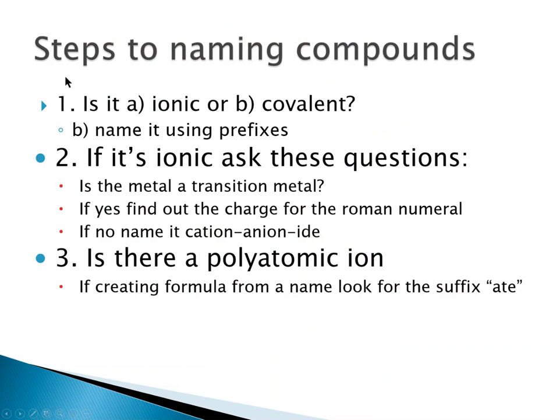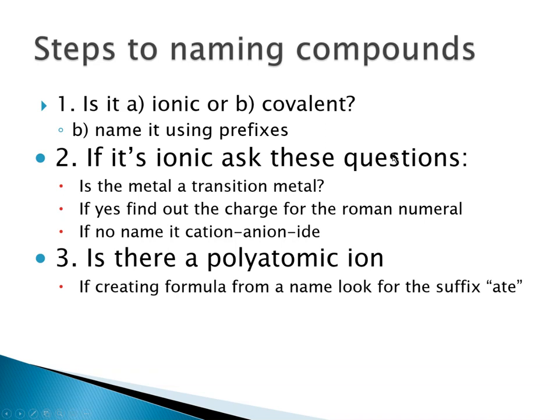So summing up, steps to naming the compounds. There are different rules for ionic and covalent. Ionic, we just say the names of the ions. Covalent, we use the prefixes. So the first question you need to ask yourself is, is the compound ionic or covalent? If it's covalent, you just go ahead and name it using your prefixes. Mono, di, tri, tetra, etc. How do you know if it's ionic or covalent? If there's a metal in the formula, it's ionic. If it's all nonmetals, it's covalent.